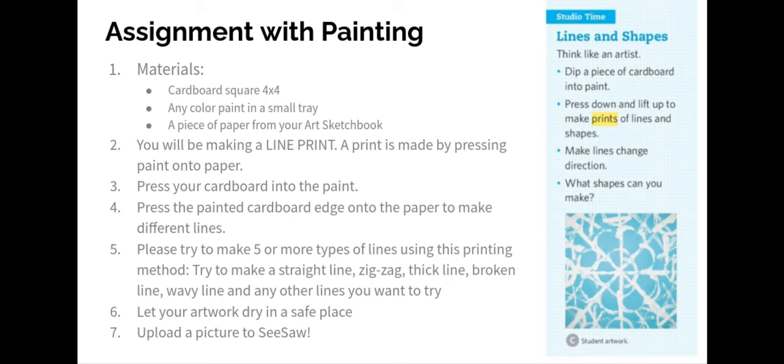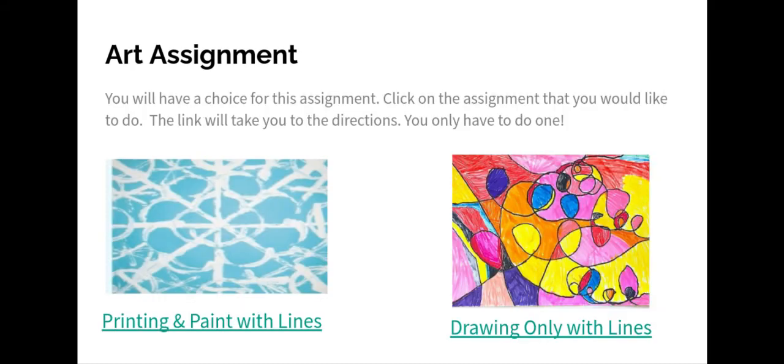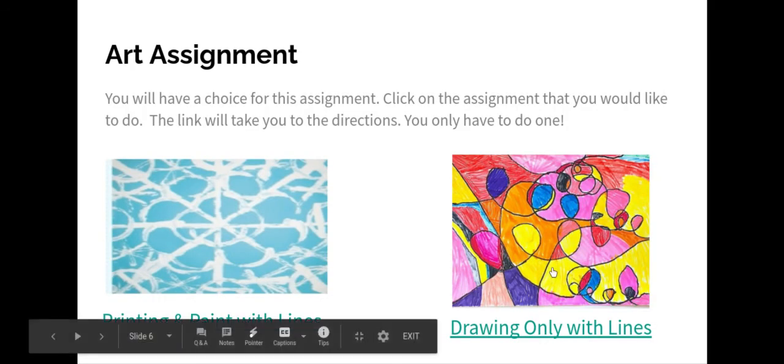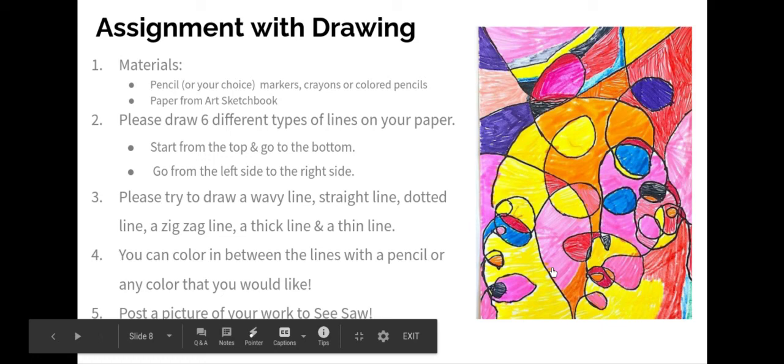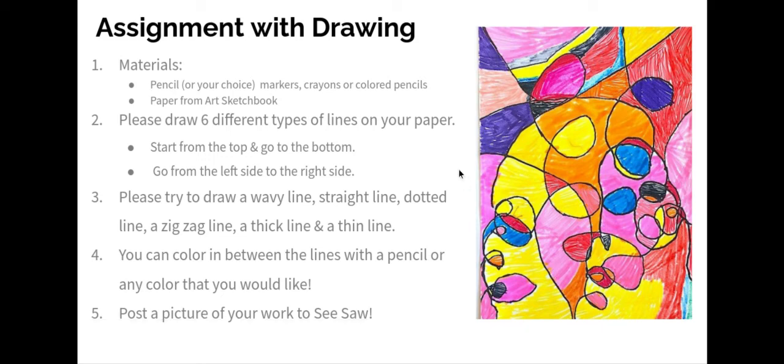Let's return to our previous choice. Here, if you want to do drawing only with lines, click this. It takes you to the last slide of the presentation. You'll need a pencil or any choice of crayons, markers, or colored pencils and a paper from your sketchbook. Draw 6 different types of lines on your paper. Start from the top and go to the bottom. Go from the left to right side and then try it the other way.